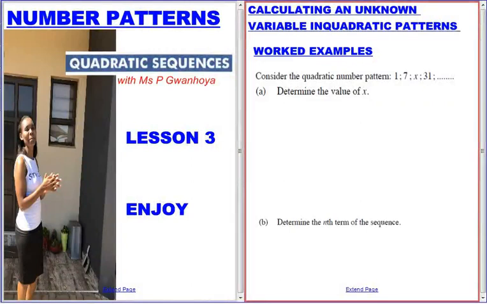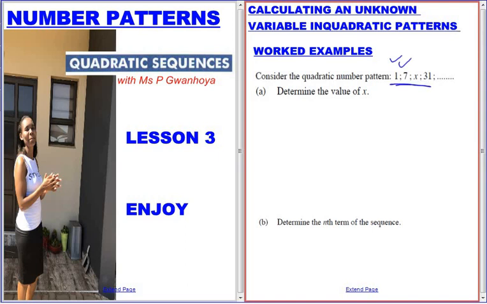We are still going to do our quadratic sequences in this lesson, but we are going to mainly focus on finding the unknown that will be in the quadratic number pattern. So we are going to try and make this lesson short and sweet, but before we get to the end of it, we have to learn the skill that I want us to get. So let's go to the first example over here.